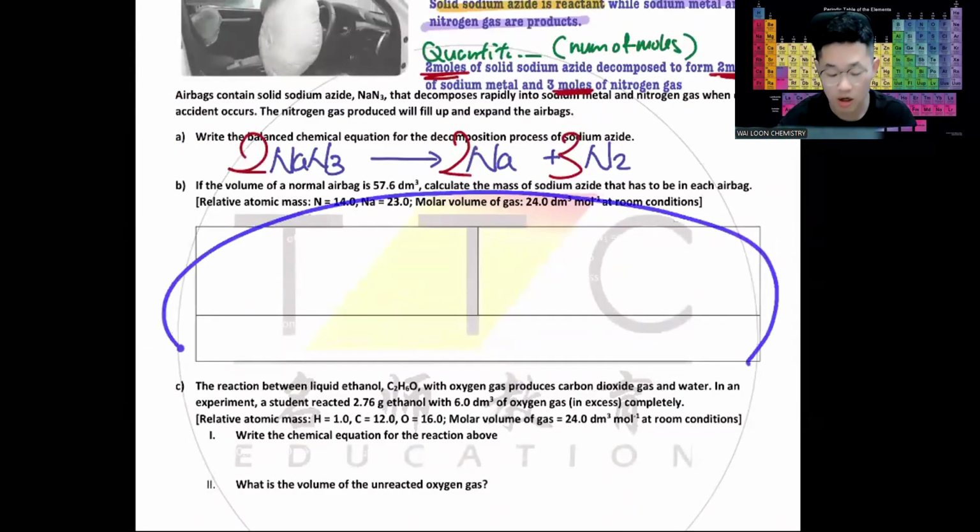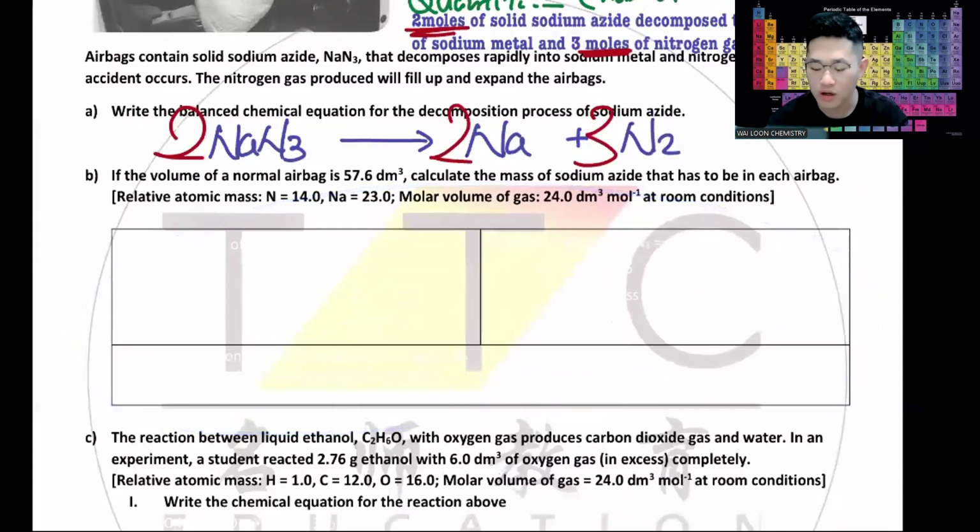After that, question B is also one of the questions that will for sure be coming out. Favorite question. Every exam also has this kind of question. So see what they want you to do. If the volume of a normal airbag is 57.6 dm3, calculate the mass of sodium azide that has to be in each airbag. They gave you the volume of gas needed to inflate the airbags, and then they want you to find the mass.